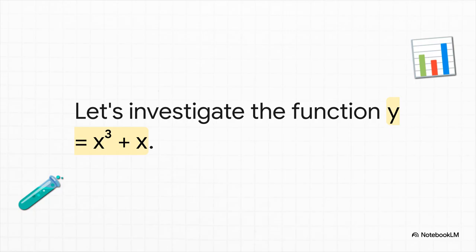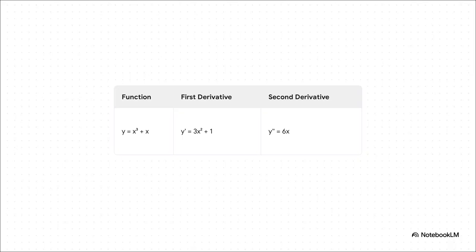Our first test subject is a classic. Y equals x cubed plus x. Let's see what kind of secrets its shape is hiding. Okay, first things first, we got to find our derivatives. Pretty straightforward power rule here. The first derivative is 3x squared plus 1. Do it again, and the second derivative is just 6x.